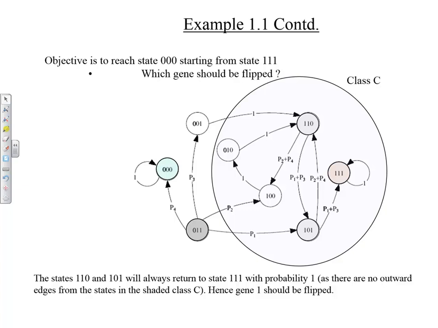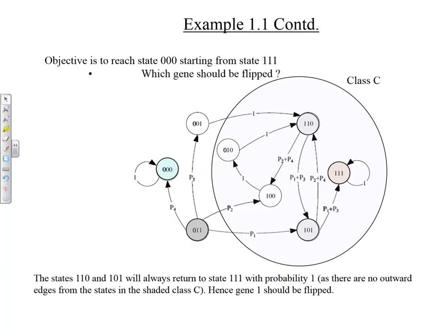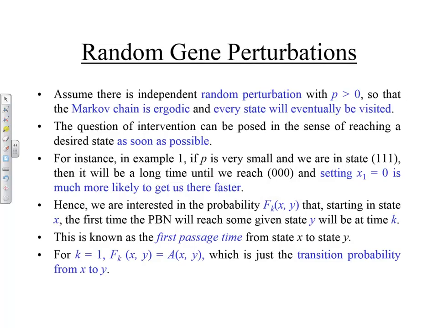In this example, it's easy to see. The question is, in a more general situation, can we have a formal method to figure out which gene to intervene with? And the answer is yes. We didn't have random gene perturbation here, otherwise all the states would communicate with each other; from every state you can go to every other state, maybe with small probabilities.